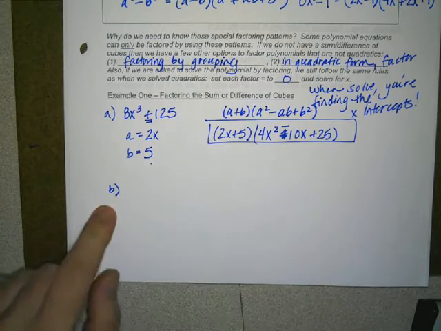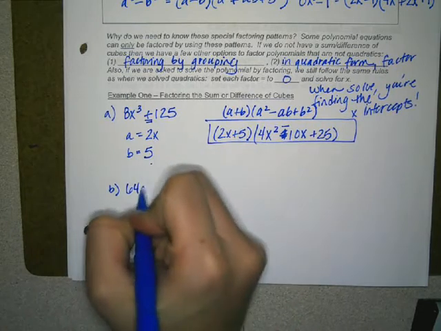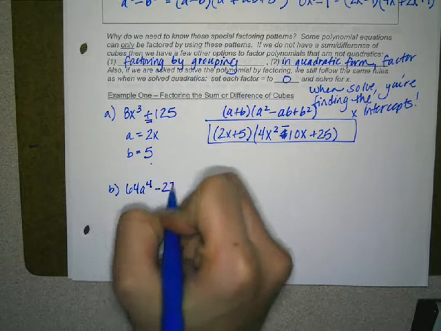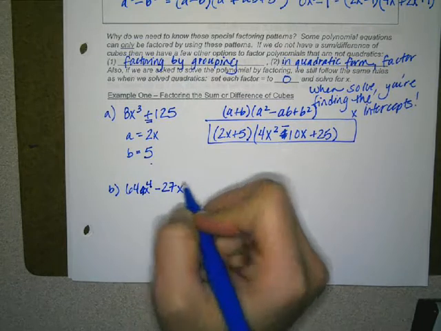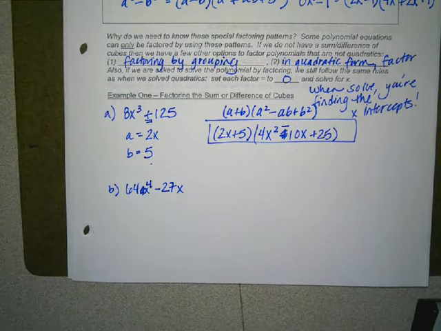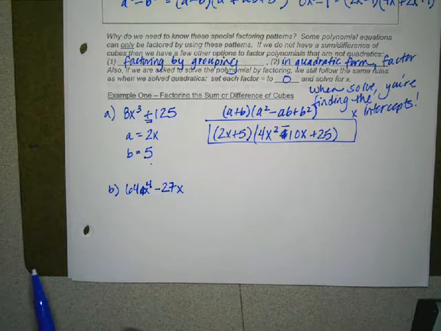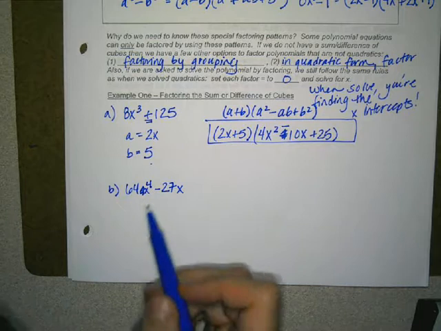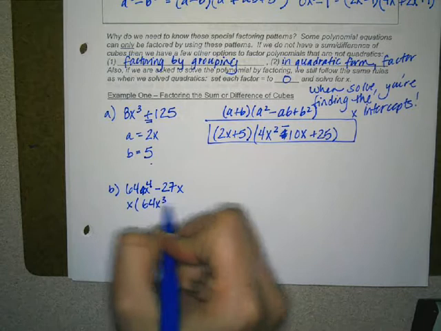Okay, for part B, actually I'm going to make that an x. Okay, at first glance, this might not look like it fits a pattern because, well, first of all, there's a fourth, not a third, and both of them have x's. But remember, the common thing that we usually do when we factor, the first step is to see if there's a greatest common factor. Well, in this case, there is. There's an x. So I'm going to pull out an x and then see what happens.